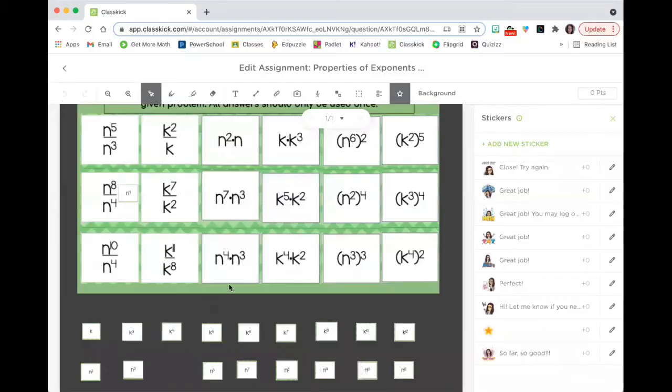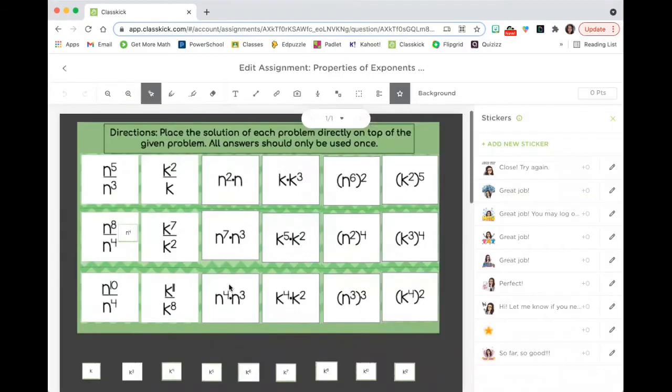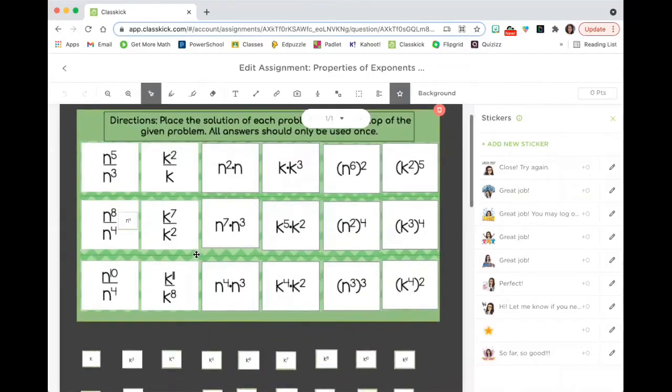So here there are just some basic properties of exponents problems. I have all the problems here, and I've directed them to drag the answers onto whatever the correct problem was. So for example, here I had gone through in the beginning and showed them, reminded them that when they're dividing the same base, subtract the exponent. So that should be n to the fourth. And then they can go through and individually do their problems.